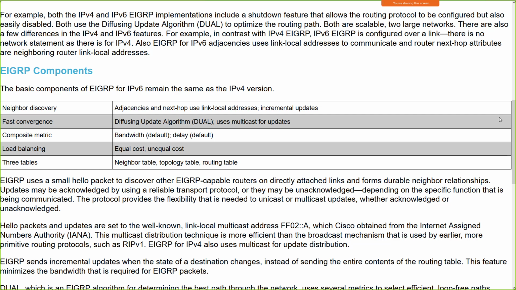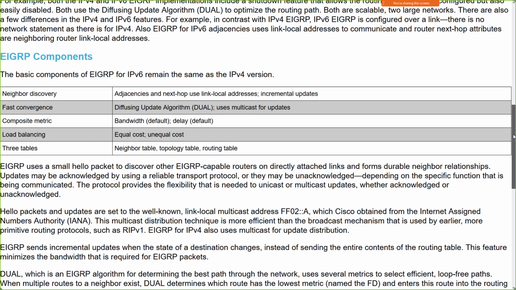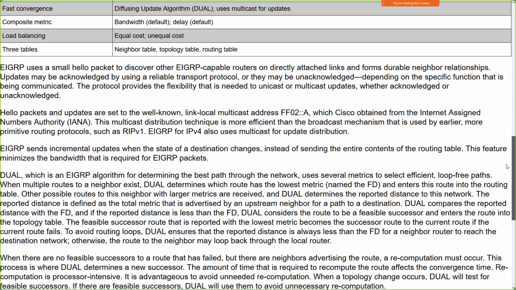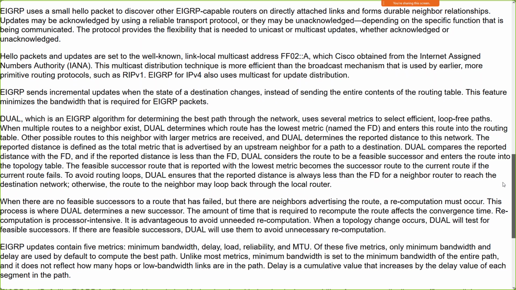All right. But it's the same concept. I send hellos to form adjacencies. The same parameters exist in the hello packets as we saw in IPv4. So we have K values, same metric calculation. Load balancing, equal and unequal cost load balancing is available. We still have a neighbor table. We still have a topology table. The concept of successor and feasible successor is identical. So everything is pretty much the same.